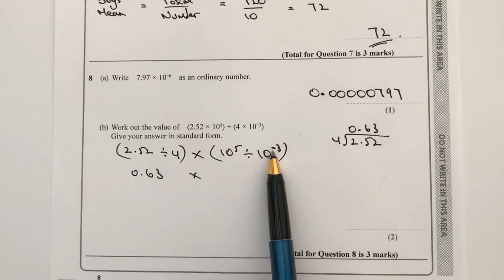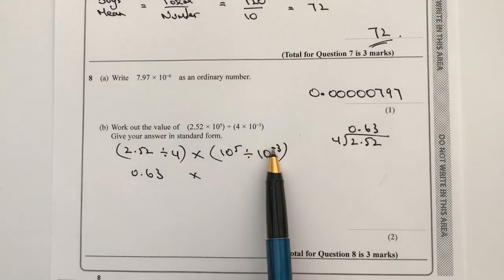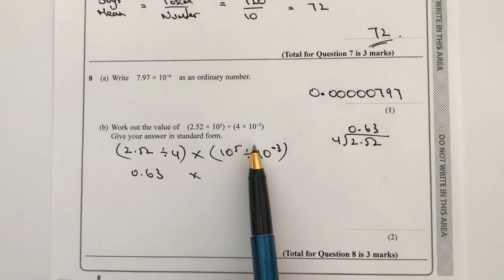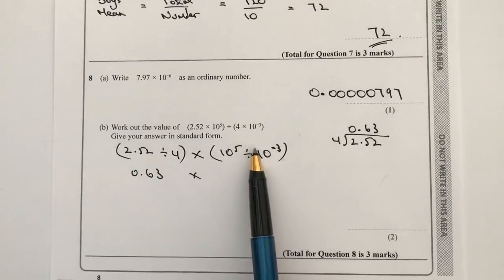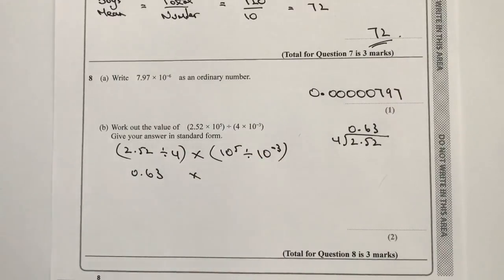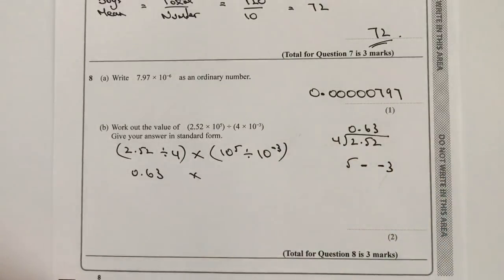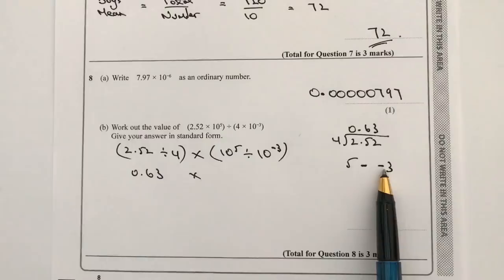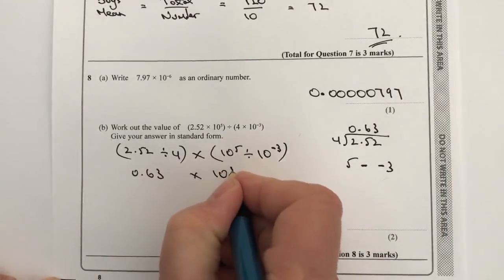So just be careful a little bit about this, because what we're going to do is subtract these indices. So I end up with 5 minus, because it's a division, minus 3. Where you get two minuses together, so it's going to be, if you like, 5 minus minus 3. Where you get these two minuses together, it becomes a plus. So it actually ends up as 5 plus 3, which is 10 to the 8.